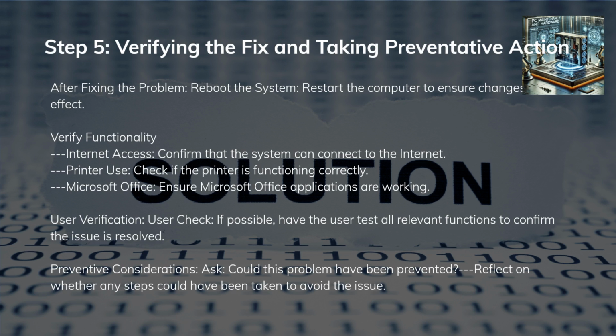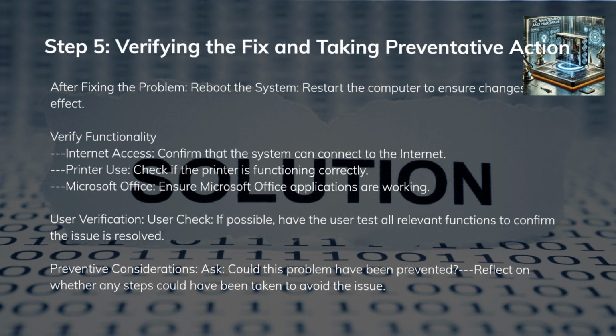Test key functions. Can you reach the internet? Is the printer working? Can you use Microsoft Office? If possible, have the user check everything to ensure the fix is satisfactory. Once verified, ask an important question. Could this problem have been prevented? This helps you think ahead and identify ways to avoid similar issues in the future.